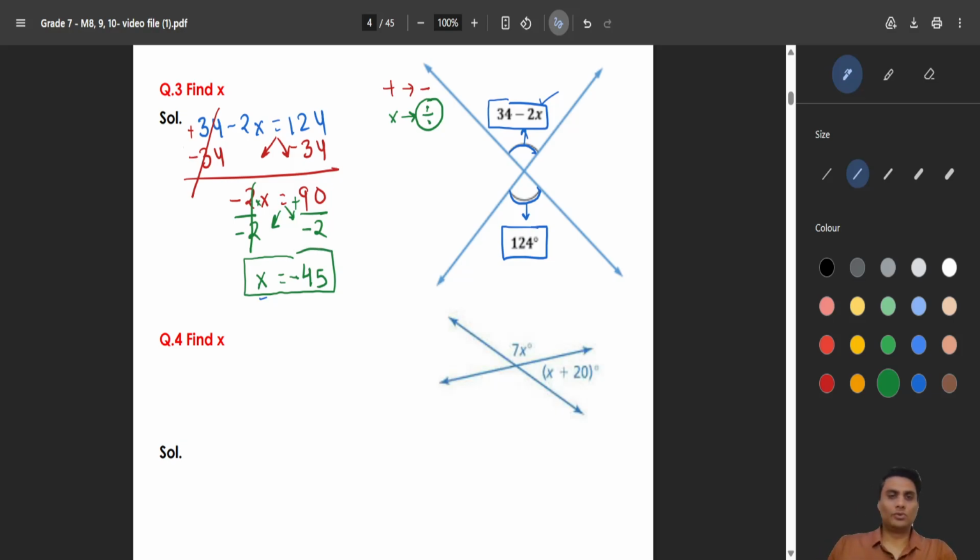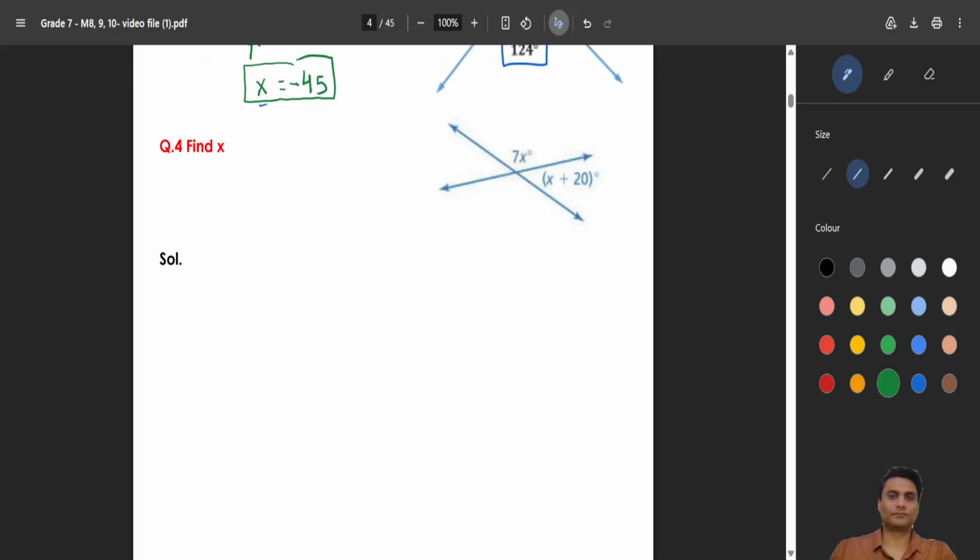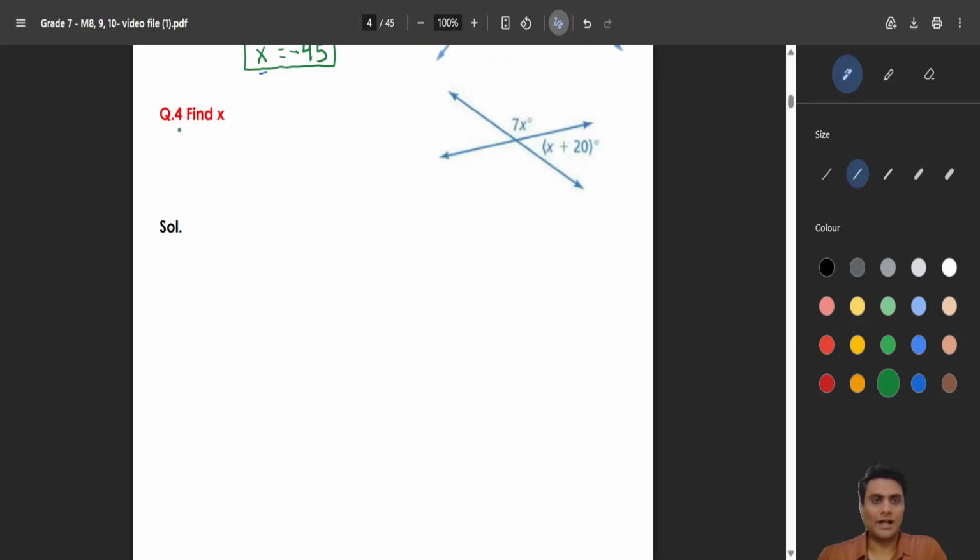Okay, let us move to the next question now. Again find the x and a picture is given here. Now see, this is angle 7x. From where does the angle 7x start? Angle 7x starts from here on this line and it goes until here. Yes. Now angle x plus 20, it starts from here and it goes until here.